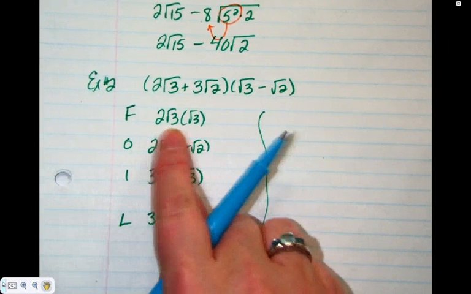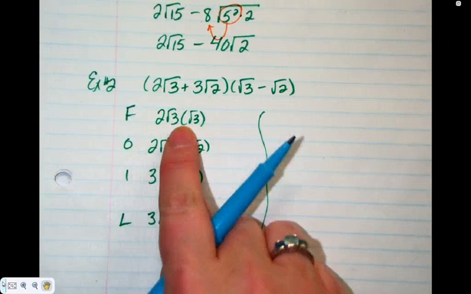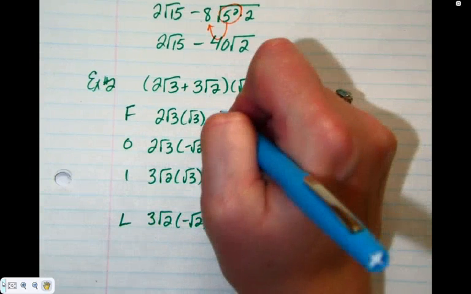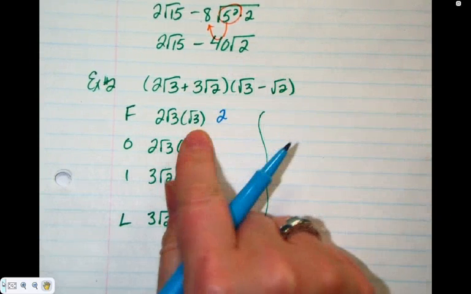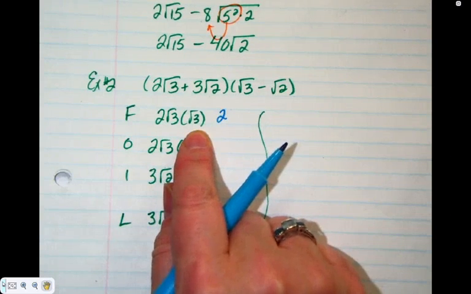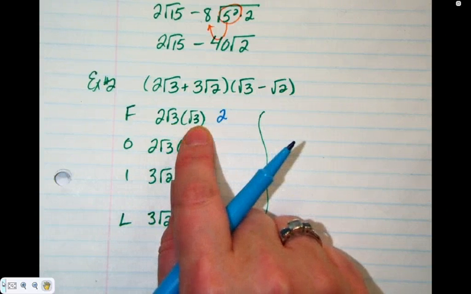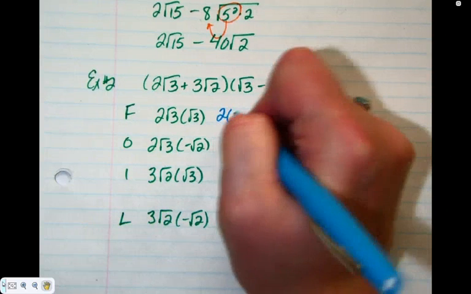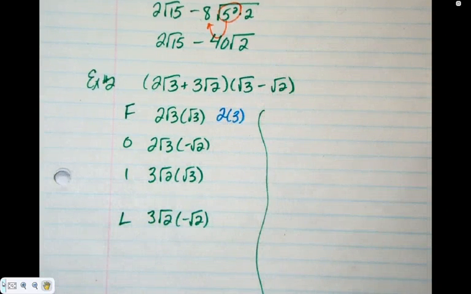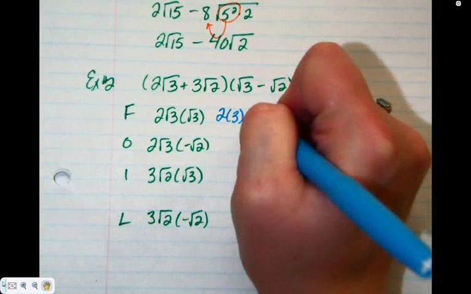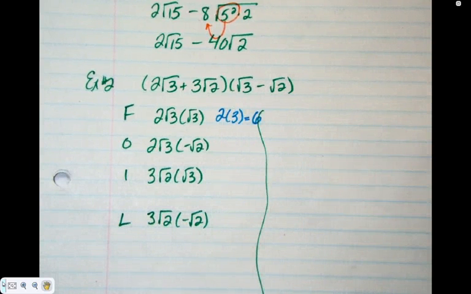Coefficient times coefficient, radicand times radicand. So 2 times imaginary 1. Root 3 times itself. Be careful here. What's a root times itself? The root pops out, because what you're doing here really is square root of 9, and what's the square root of 9? 3. So I've got a 2 times a 3, and I'm just going to simplify those up. What's 2 times 3? 6. So first term comes out to be 6.